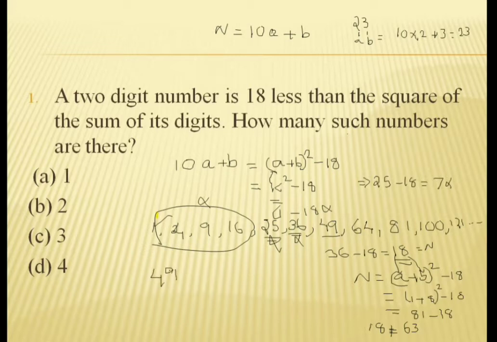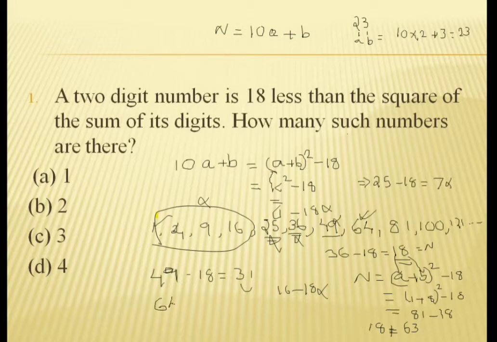Then we can go to the next number, that is the next perfect square, that is 49. So 49 minus 18, that we will get 31. So what are the digits? 3 and 1. 3 plus 1, 4 square minus 18. So we are getting a negative number, that is not satisfying again.